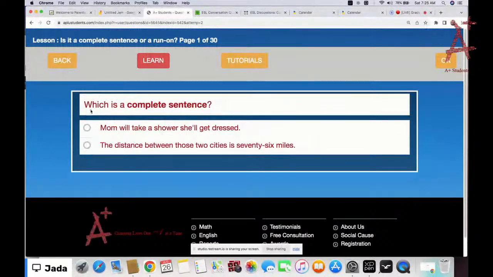All right. So we have, which is the complete sentence here. Mom will take a shower. She will get dressed. The distance between those two cities is 76 miles. Okay, you see that. Mom will take a shower. She will get dressed. This is a run-on. It's supposed to be separated. And then the distance between those two cities is 76 miles. So this is a what? A complete sentence.